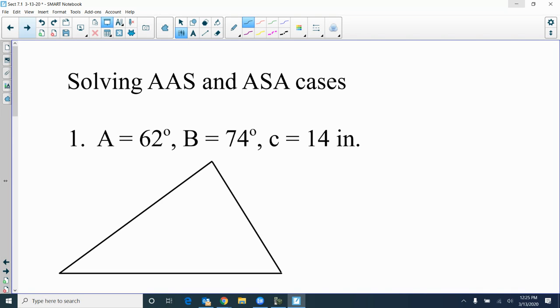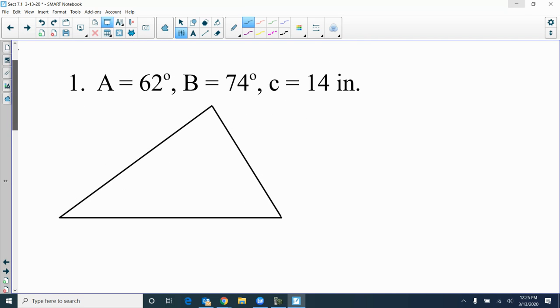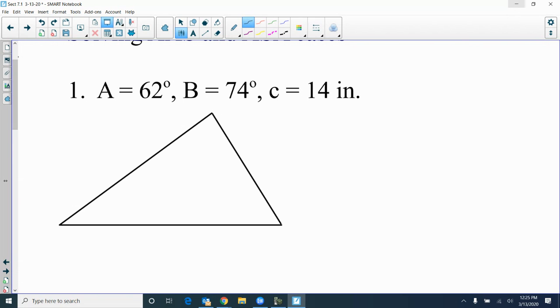Now, what is this one here? I don't have it labeled, so I'm going to get as close as I can. Let's call that A, let's call that B, let's call this C. Angle B is 74 degrees. Angle A is 62 degrees. Side C is 14. You can't just throw 14 anywhere; it has to be across from angle C. So what type of figure do we have? We have angle-side-angle.